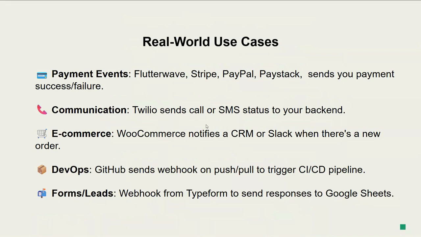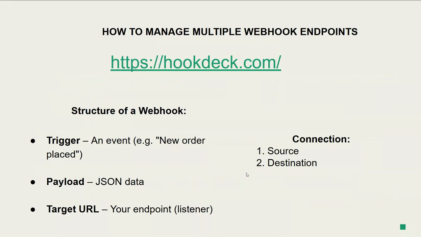So real world use cases, you can have payment events like payment successful, charge success, charge fail, card decline. Communication, maybe Twilio, Brevo, instances like that from the server, from the backend. E-commerce like your WooCommerce or Slack or WhatsApp or any event like that. So you can also have your GitHub, even your forms like your contact forms, your Google Sheets, and all those real world cases.